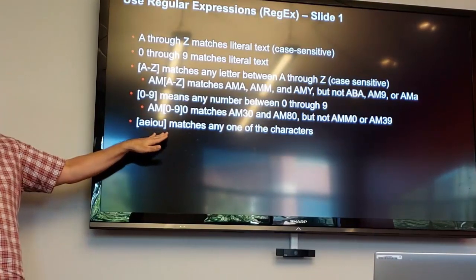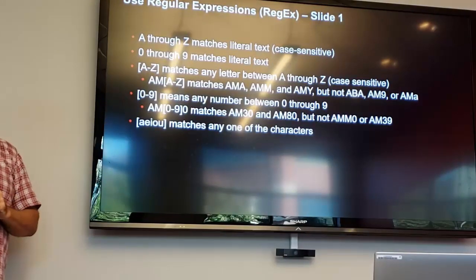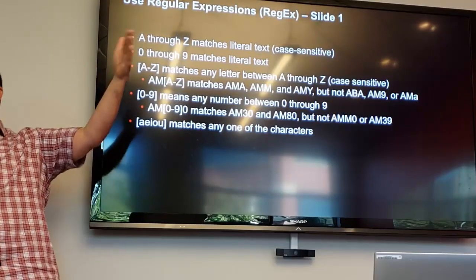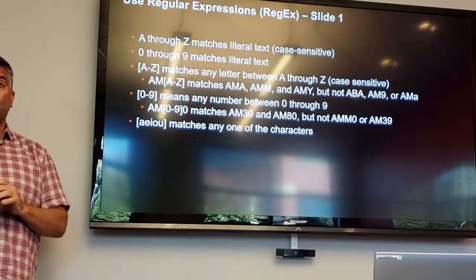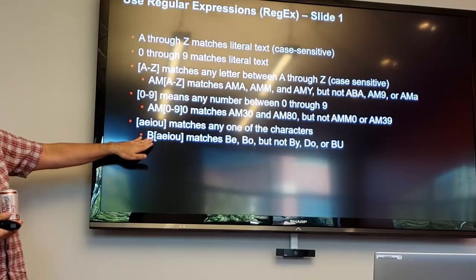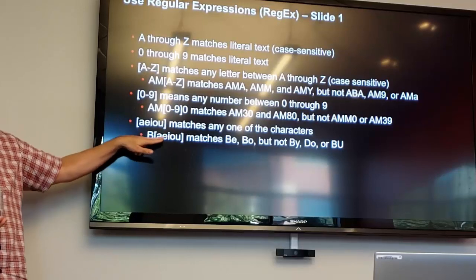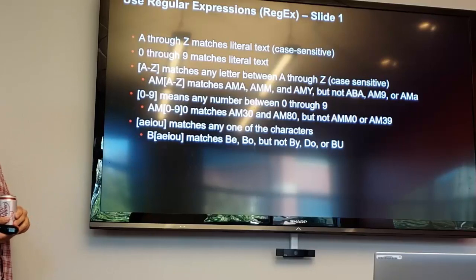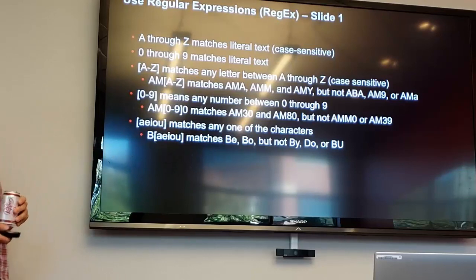When I have a series of characters inside of the brackets, without the hyphen there, that means it could be any one of those characters. So I could have A, C, M, X, and then it could be any one of those 4 characters, only one of them. So this could match BE and BO, but not BY, because Y isn't one of those characters. Not DO, because D isn't the first letter. And not B capital U, because this is a small U. Interesting, isn't it?